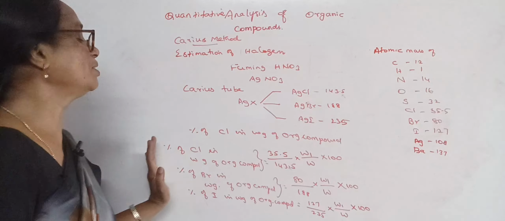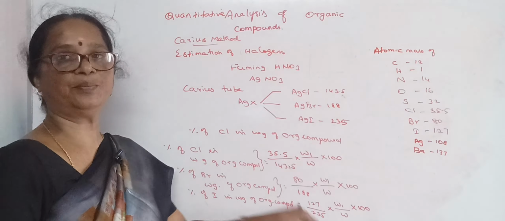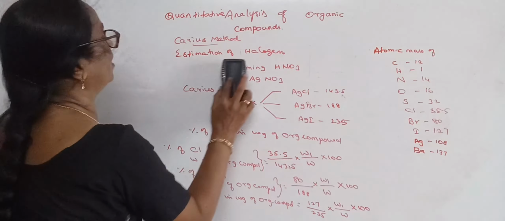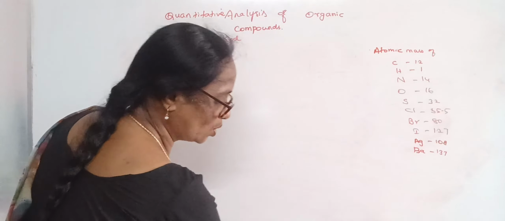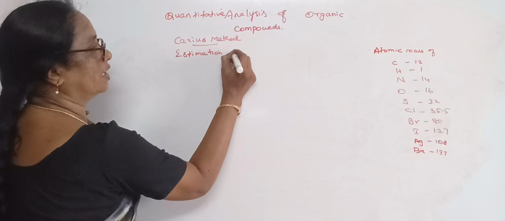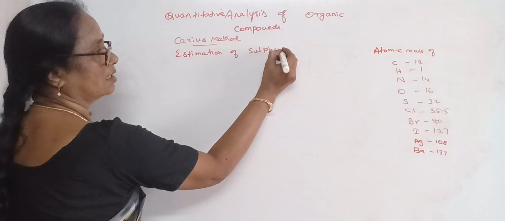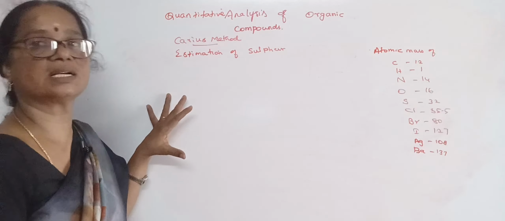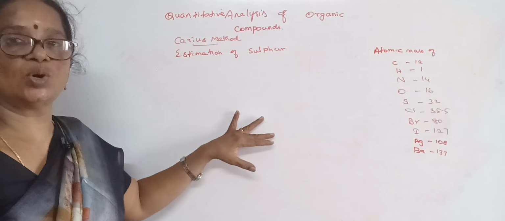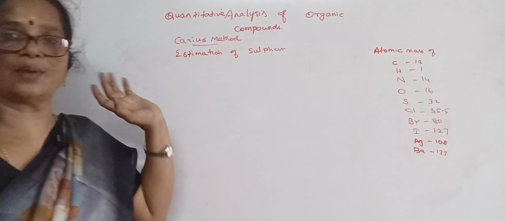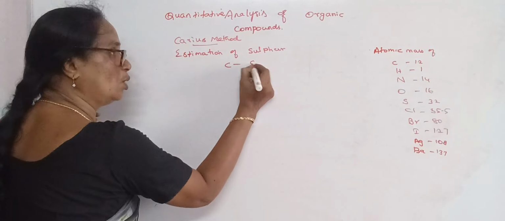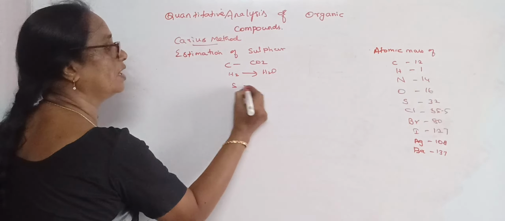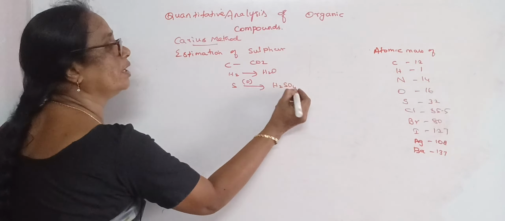In turn, what about the percentage of chlorine, bromine or iodine present in a given organic compound? Similarly, by the same method, we can estimate even sulphur. So, if the organic compound contains sulphur, that too is allowed to oxidize with either fuming nitric acid or sodium peroxide. The fuming nitric acid or sodium peroxide converts carbon into carbon dioxide and hydrogen into water and sulphur into sulfuric acid. So, sulphur gets oxidized to sulfuric acid.